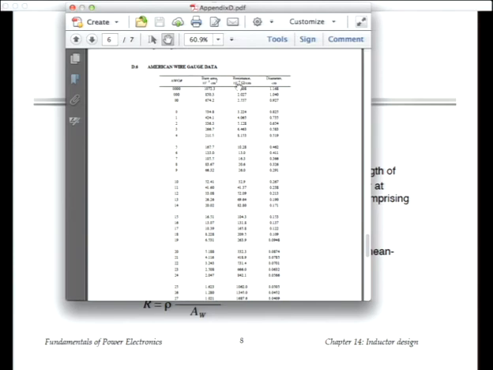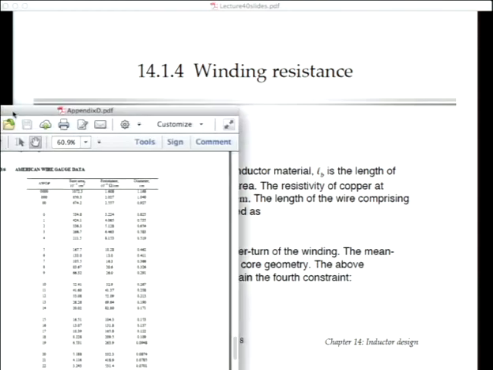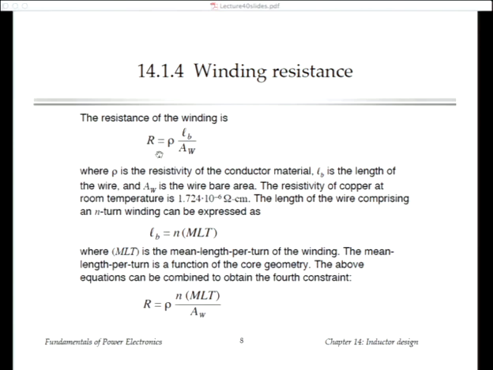The next column is the resistance per unit length. So number 10 gauge wire has 32.9 microohms of resistance for every centimeter of length of the wire. One way to calculate the resistance is to just find the length and plug into this table, or the other is to use this formula. Use the formula right here.